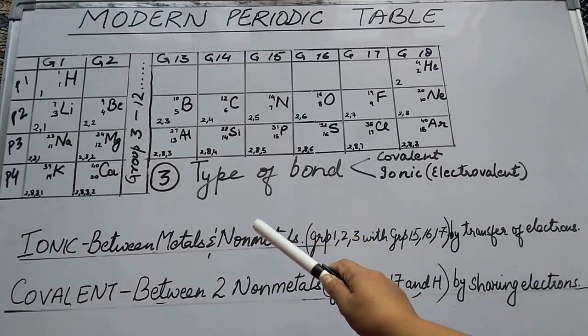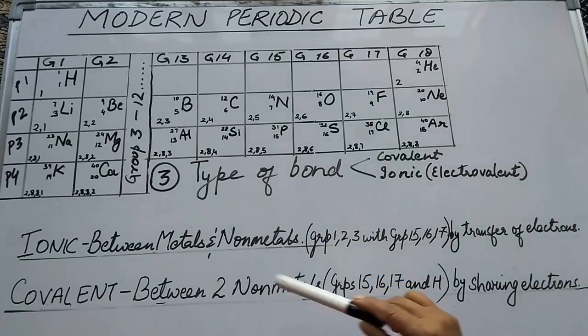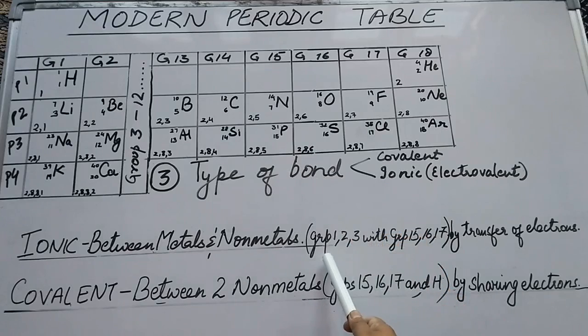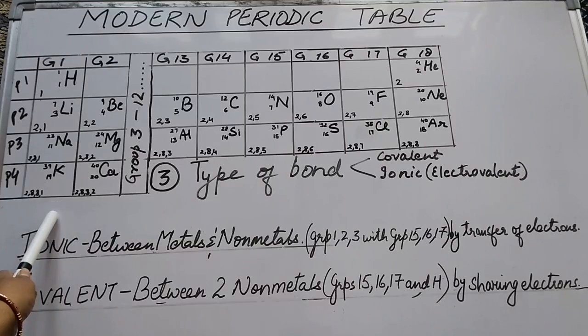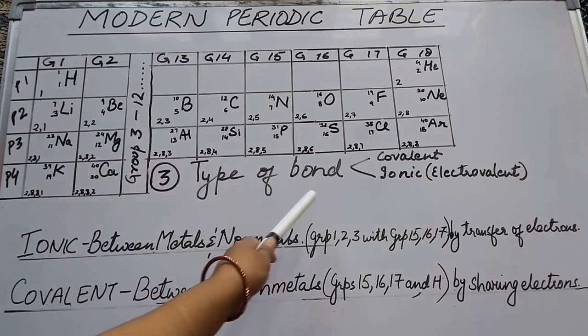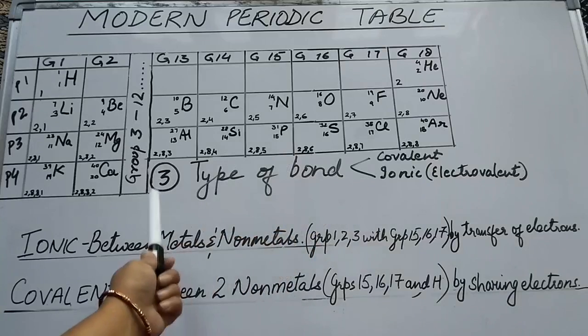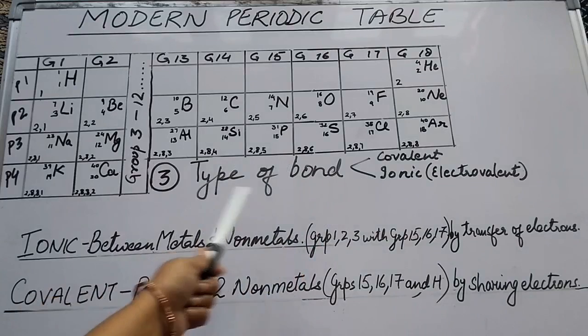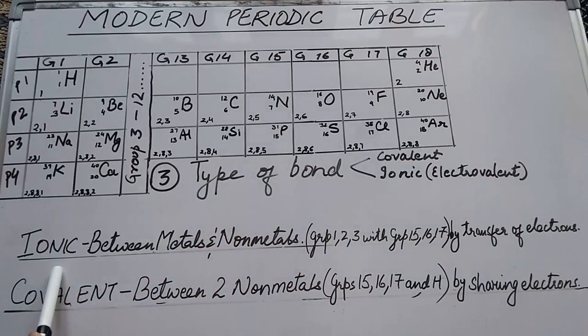Thus an ionic bond is formed between the two, which means that if we pick up from the periodic table, this bond will be formed between the group number 1, 2, 3 and the group number 15, 16 and 17. These are the group numbers. So an element from group number 1 is going to combine with an element of group number 17, let's say, and it is going to form an ionic bond. So these are the groups that are going to combine together to give you an ionic bond.